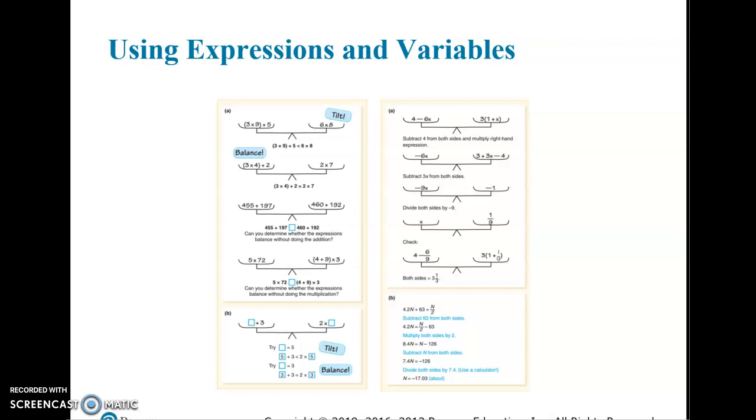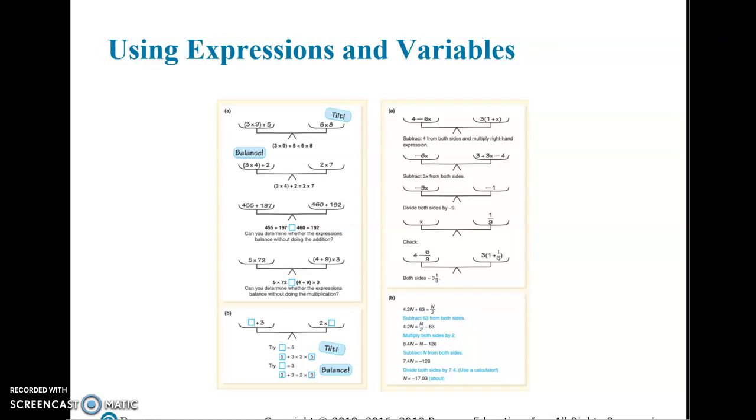So in B, on the left side in the figure, we have blank plus 3, and we have 2 times blank. So let's put 5 in there. 5 plus 3 is 8, 2 times 5 is 10, so you'd use the less than sign. Or you could say, try 3. 3 plus 3 is 6, 2 times 3 is 6, oh, and this time it's equal.